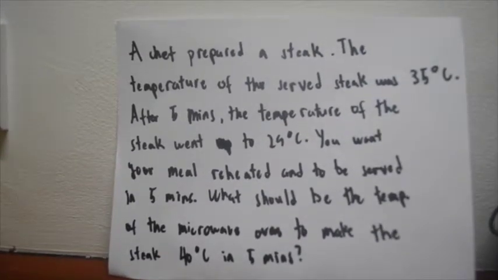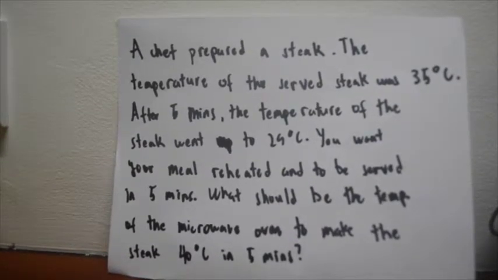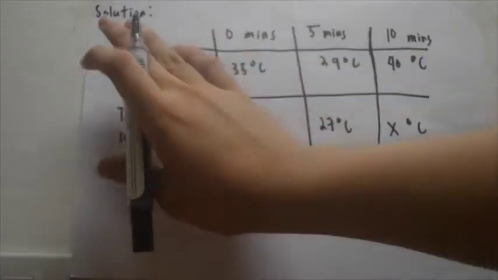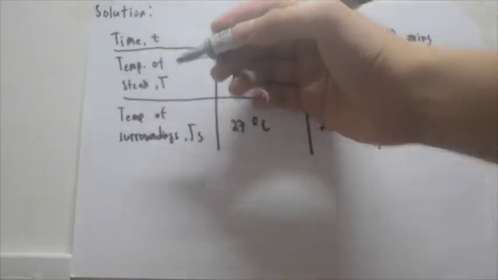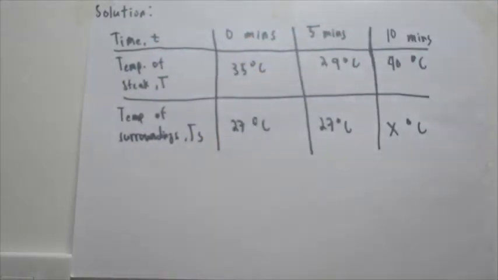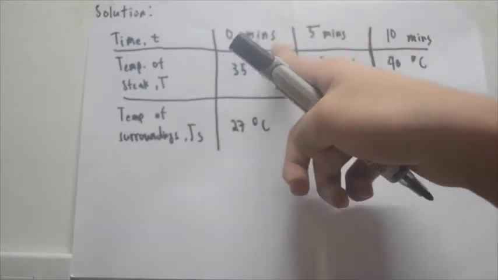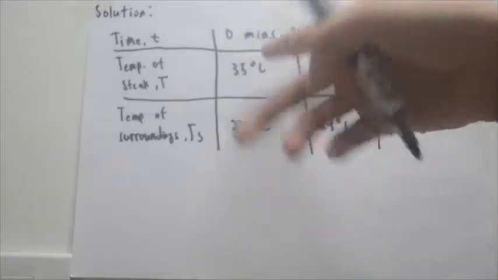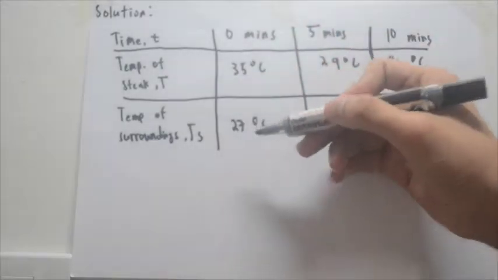So obviously the problem is about temperature. So we will use Newton's law of cooling. So in the solution, first I'll give you a tip. Create a table including time, temperature of the steak, and the temperature of the surroundings. So as we read the problem, at 0 minutes, the temperature of the steak is 35 degrees Celsius, and the temperature of the surroundings is 27 degrees Celsius.